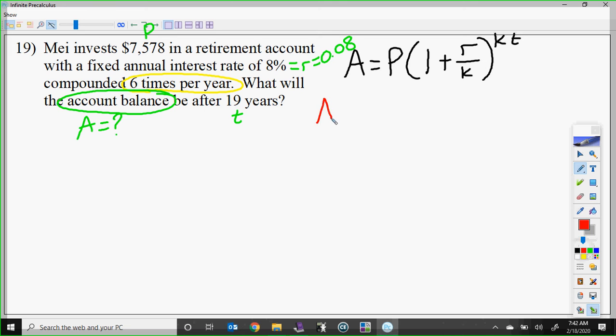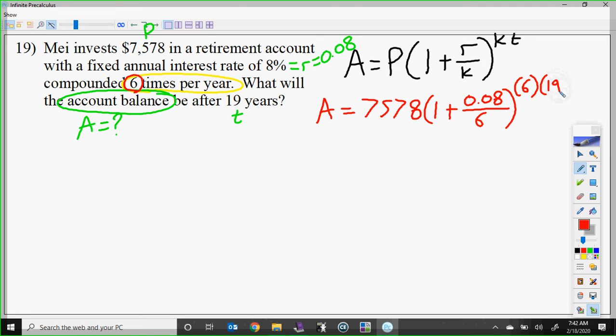So we don't know A, leave it A. We know P is 7578. I know that our R is 0.08. Our K is 6, because 6 times per year. Our T is 19. All right. Notice we have a large number of years and a pretty large interest rate, so we should expect a larger amount of money on this one than from problem number 18.